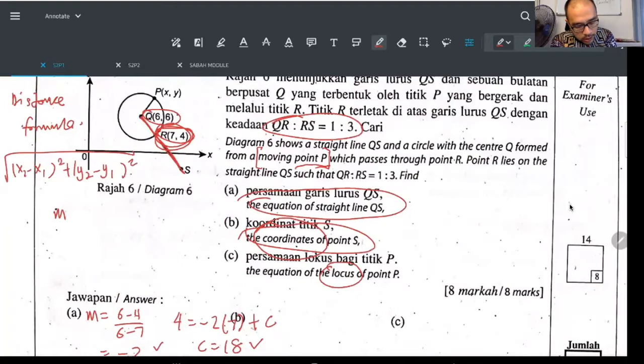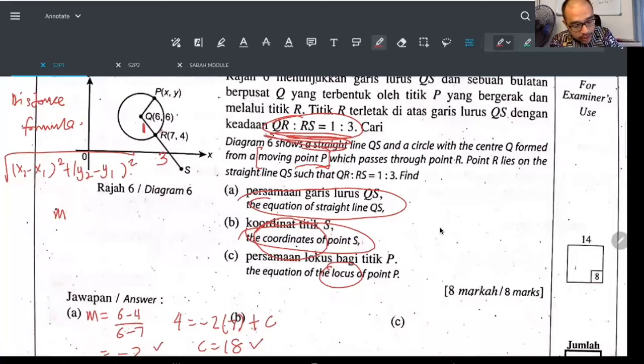Coordinates of point S. Point S is given over here. I'm going to rub this off because, again, it's so messy. The good thing is they give us the ratio. Ratio QR is 1 and RS is 3. Now when you have a ratio, you have to go back to that formula, the lompat-lompat formula. Those of you in ST, you will know this. Well, I hope that you remember this.